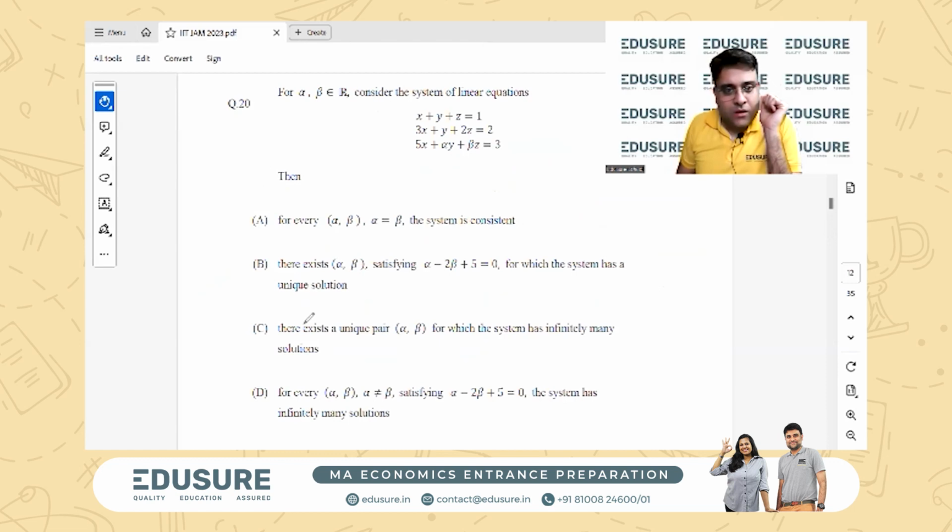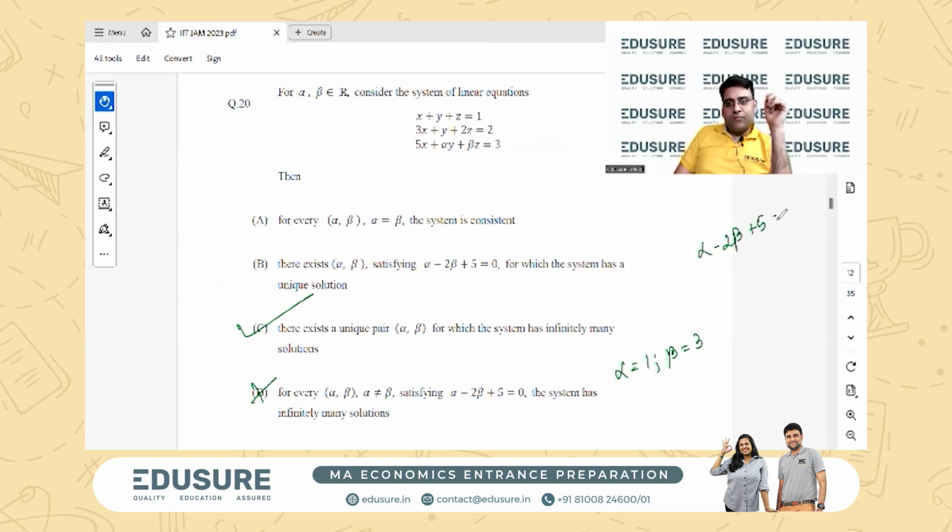So what do I get? There exists a unique pair alpha beta for which the system has infinitely many solutions. This is correct. For every alpha beta with alpha not equal to beta, the system has infinitely many solutions. No, no. If alpha is equal to 1 and beta is equal to 3, then only will I get that. For any other, for example, alpha minus 2 beta plus 5, so alpha is equal to 2 beta minus 5. Now if beta is equal to, say, 4, then alpha is equal to 3.